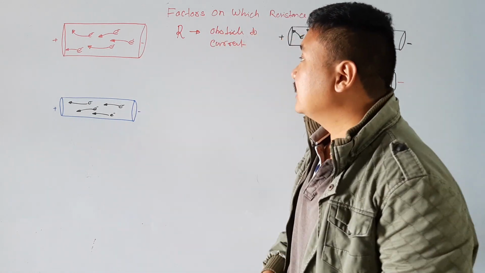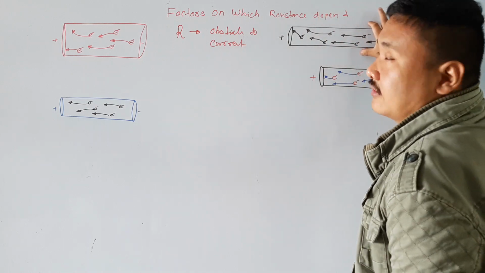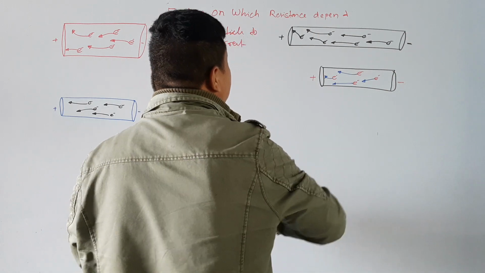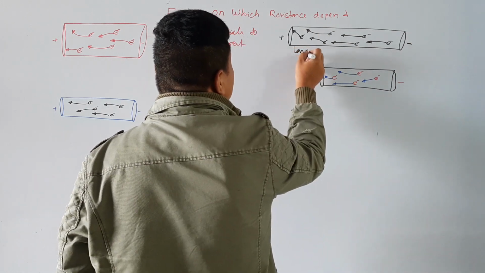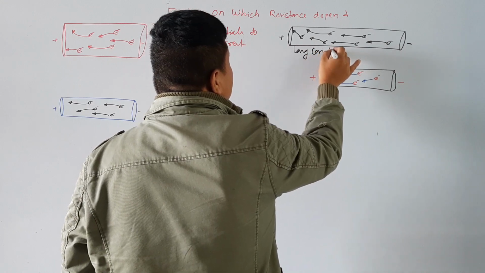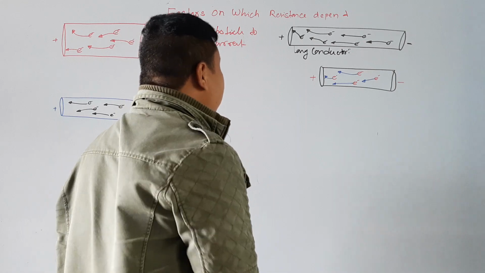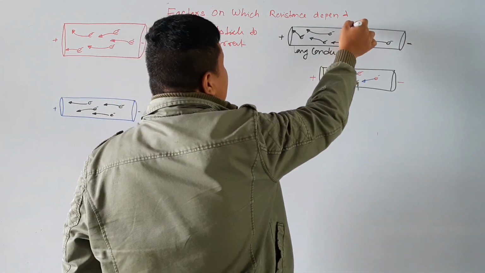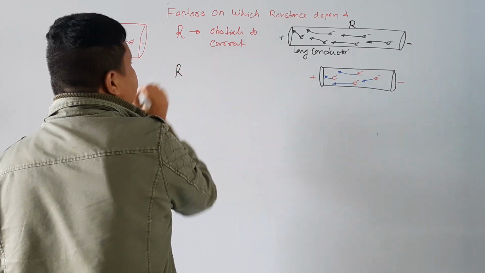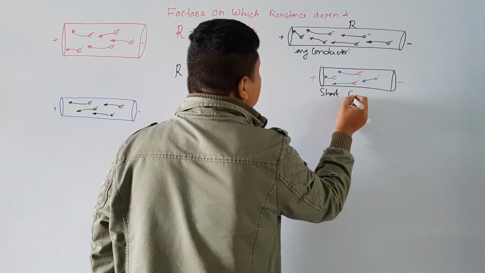So first of all, let me go to this example with this conductor. This is a long conductor, which has a resistance R. I will write resistance R here, and I will take a short conductor.